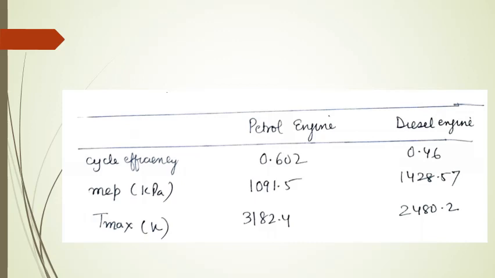1428.57 kilopascal. So you can see that cycle efficiency for the petrol engine is more for the same compression ratio and the same heat input rate, but the mean effective pressure for the diesel engine cycle is more, that is 1428.57. The maximum temperature of the cycle is more in the case of petrol engine, which is 3182.4 Kelvin, whereas for the diesel engine it is 2480.2 Kelvin.